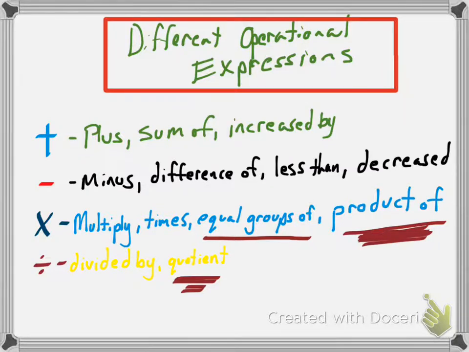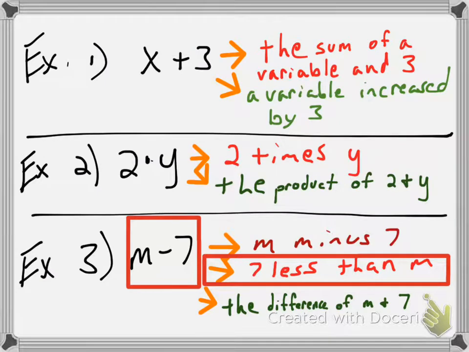Let's go on. So here are some examples. Example 1 is x plus 3. You can simply write x plus 3, and that's one of the ways you can write it. Now this one I did a little differently. I didn't use x. I used a variable. You can use x, but in this case I just wanted you to see a different way. So the sum of a variable and 3. A variable is increased by 3. That's 2 different ways you can write it.